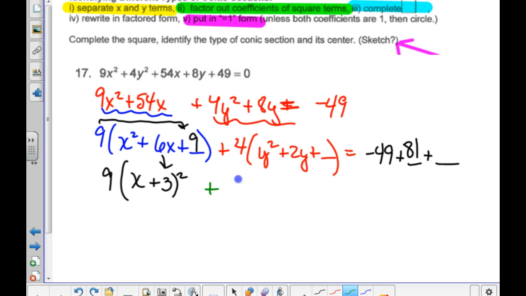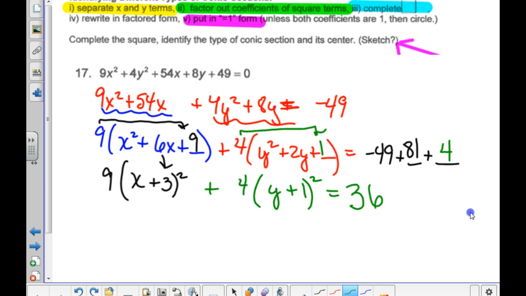On this side, I have a 4. What am I doing here? Half of that is 1, squared is 1. Now I'm not squaring it again, I'm multiplying it by 4. So over here I'm going to add a 4. Okay, what does that turn into? Negative 49 plus 81 plus 4 is 36. What a nice number.